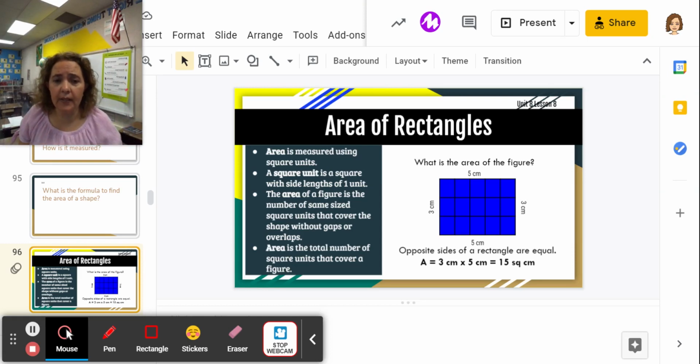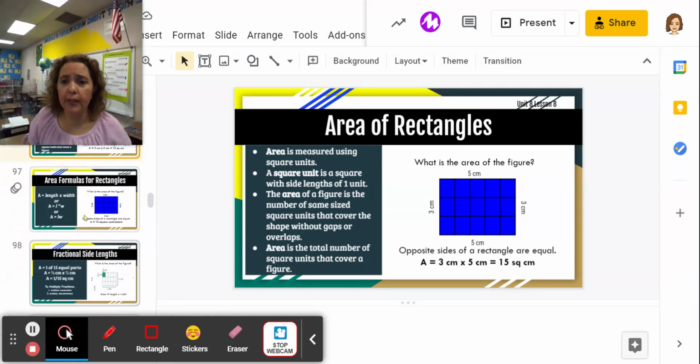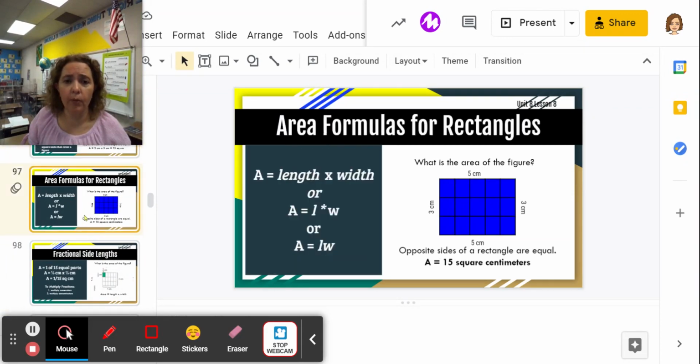And in this case, our formula that we are used to using is length times width, right? You can write it this way or that way or with a multiplication sign, right? So in this case, the length is 5, the width is 3, so 5 times 3 is 15, okay? Pretty simple so far, right?